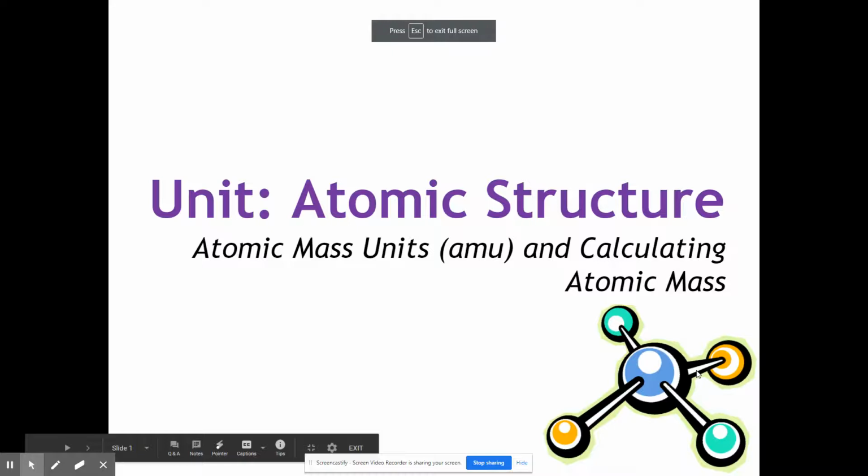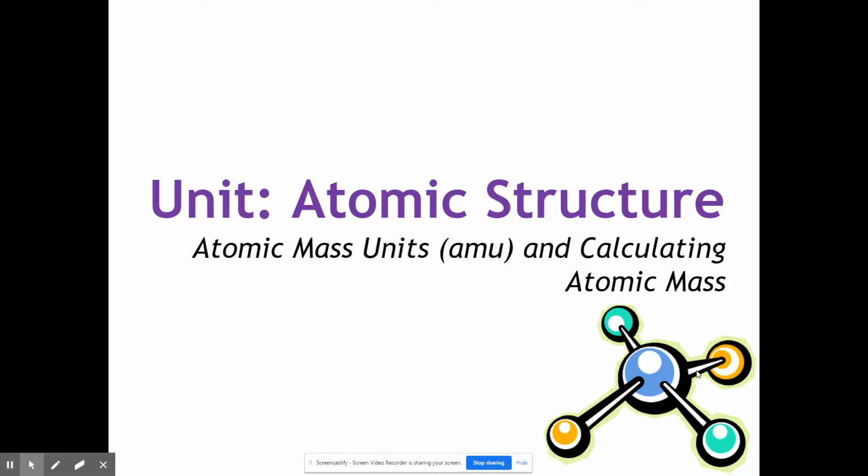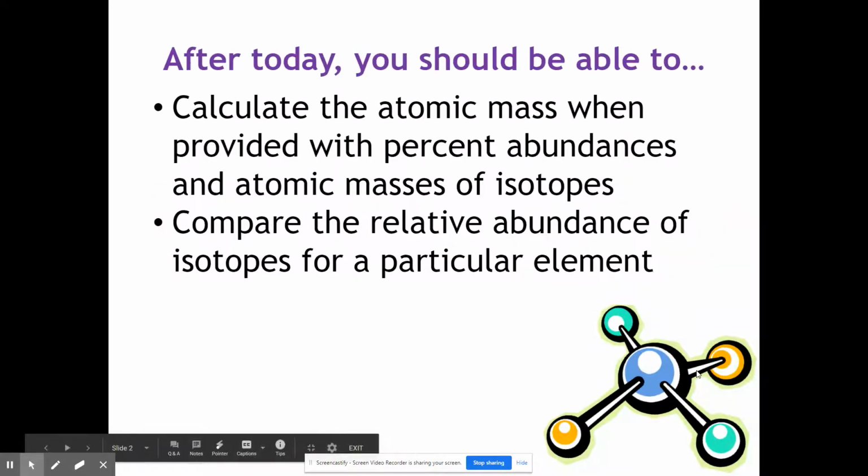Hello, ladies and gentlemen. Today we're going to talk about calculating atomic mass. So after today, you should be able to calculate atomic mass when provided with percent abundances and atomic mass of isotopes, and compare the relative abundance of isotopes for a particular element.